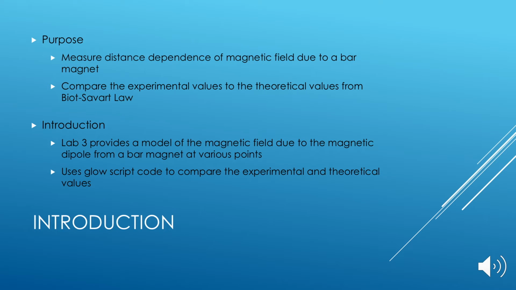The purpose of this lab was to measure the distance dependence of the magnetic field due to a bar magnet, as well as compare the experimental values to theoretical values from the Biot-Savart law. And a brief introduction to this lab: Lab 3 provides a model of the magnetic field due to the magnetic dipole from a bar magnet at various points. And then we use GlowScript code to compare the experimental and theoretical values to get a percent error.